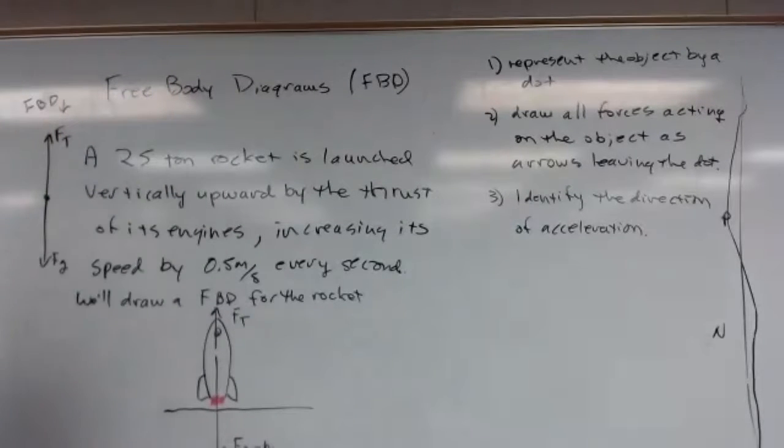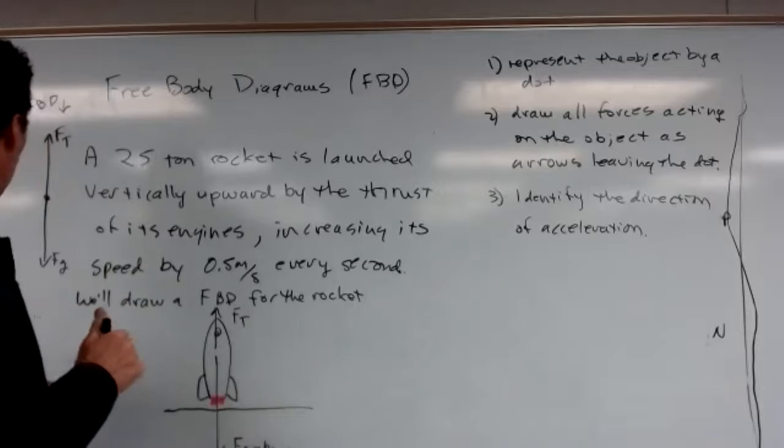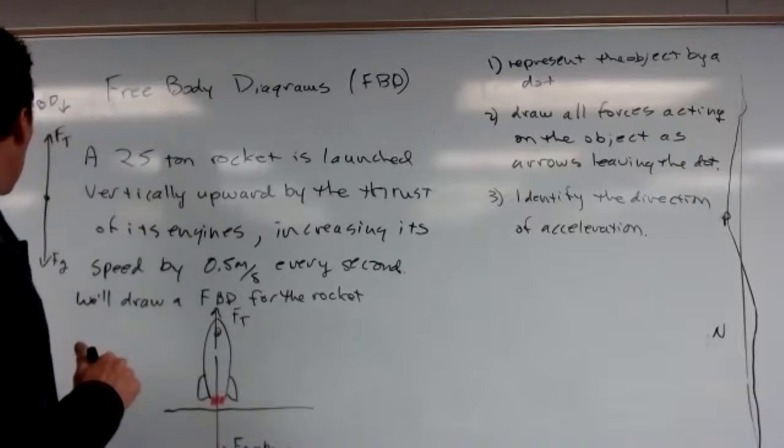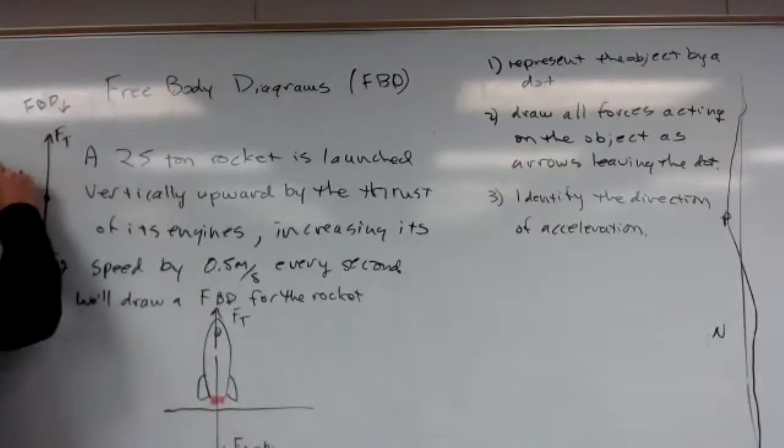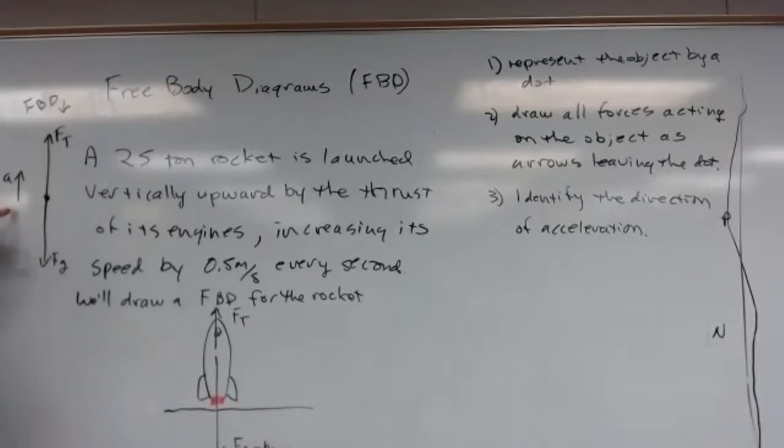Step 3, identify the direction of the acceleration. So what's the direction of the acceleration in this one? Up. Where's the rocket going to go? It's going to go up, right? And so I do this. Notice I didn't put the acceleration on the dot. I put it adjacent to it because acceleration is not a force, right? All the forces go on the dot. The forces are the thing that act on the object. The acceleration is the result of the force.